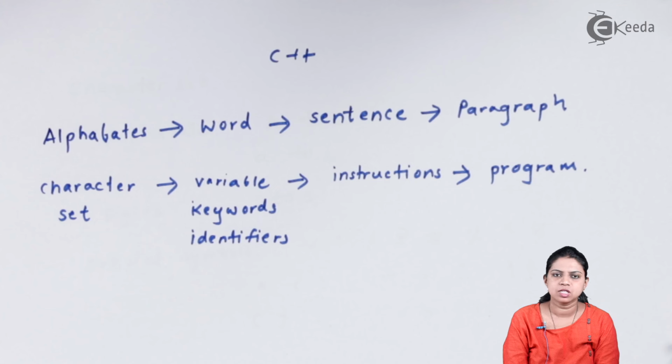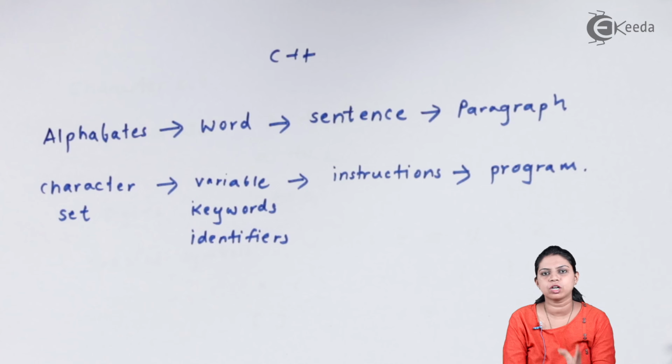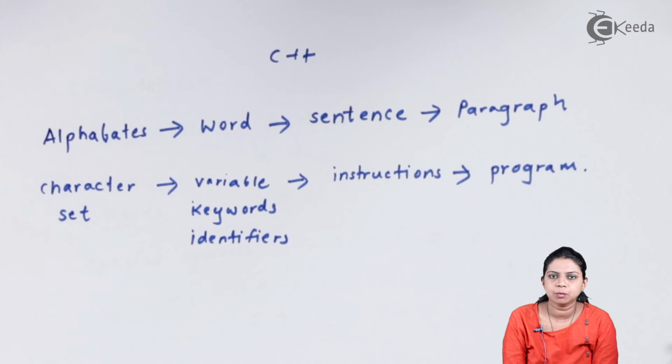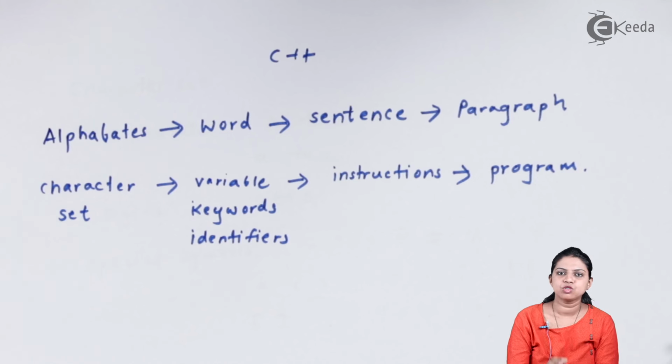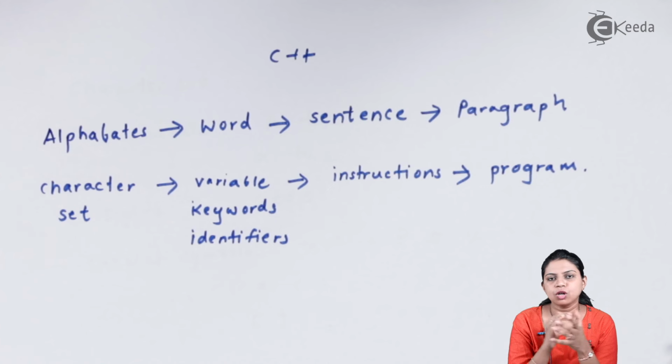A C++ program. Now see, constantly I'm using one word. That word is called program. So first we need to understand what a program is. The definition of a program says a set of instructions executed by the computer in the form of lines is basically a program. So as I said, once you learn how to form a token, you will create instructions. And those instructions together are called a program. So now, let us start with the C++ program.